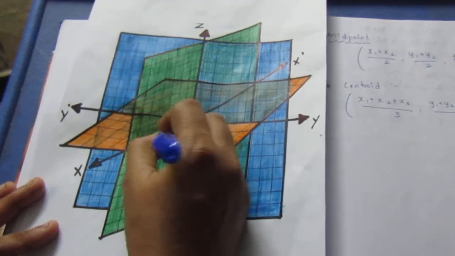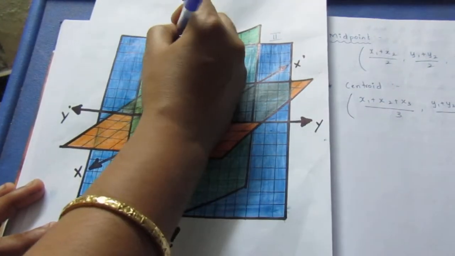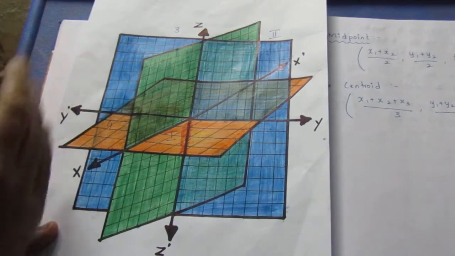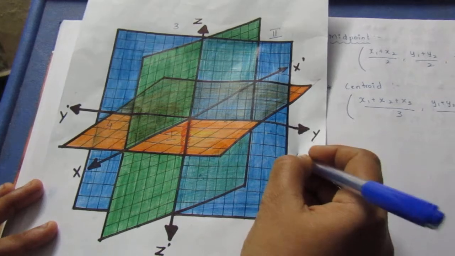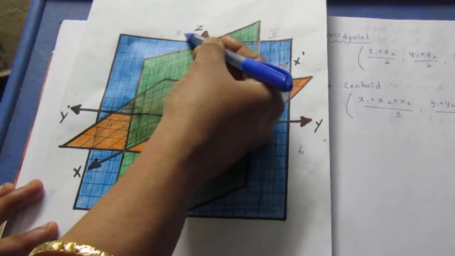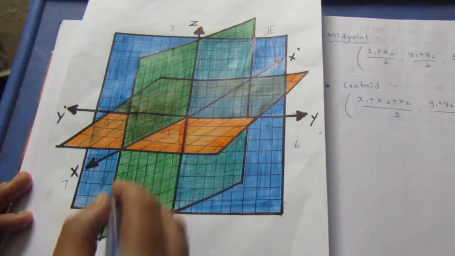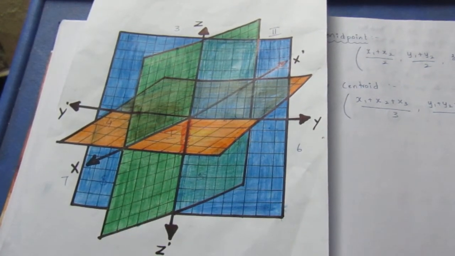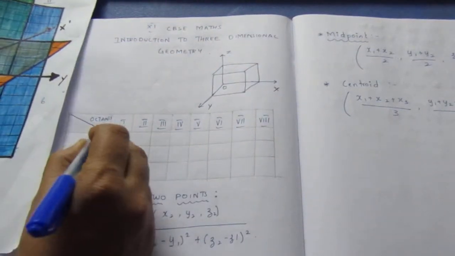This is your first quadrant. This will be your second, and this will be your third. And here again, this chamber is your fourth. Now 5 will be here. The back side of this will be your 6th chamber. The back side, bottom of 3 will be your 7th chamber, and this will be your 8th chamber. So it is divided in 8 parts, so we call this octants.